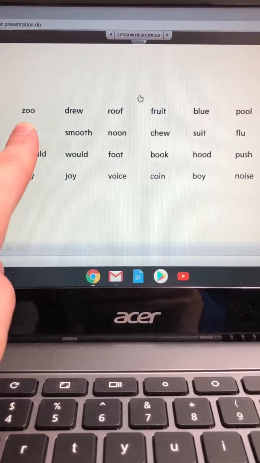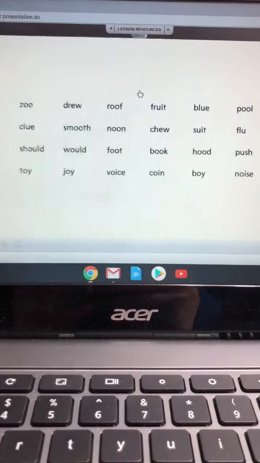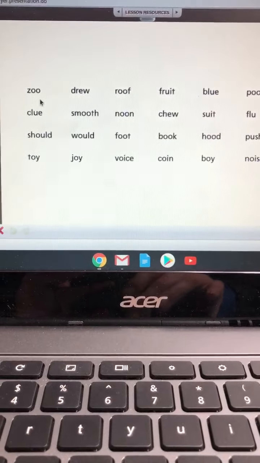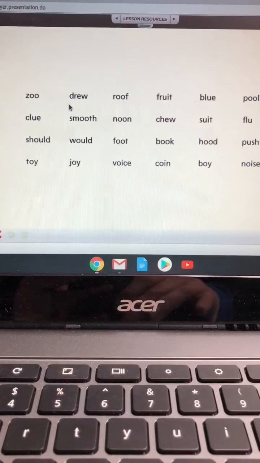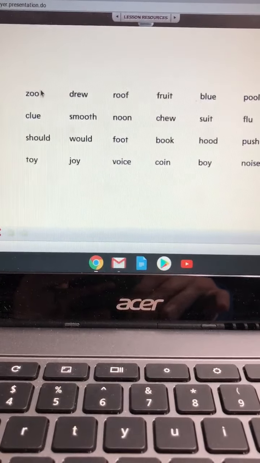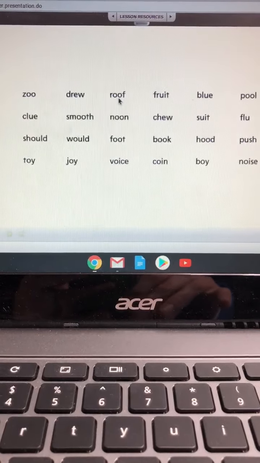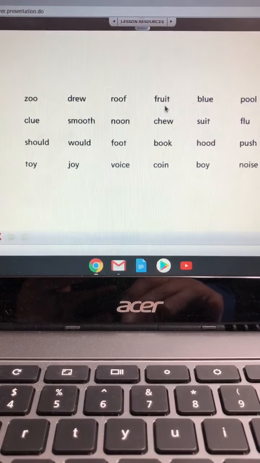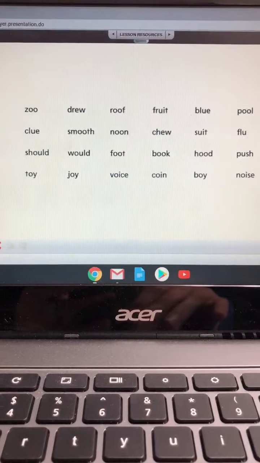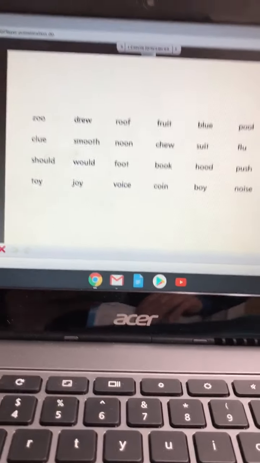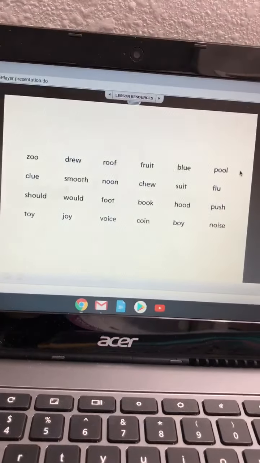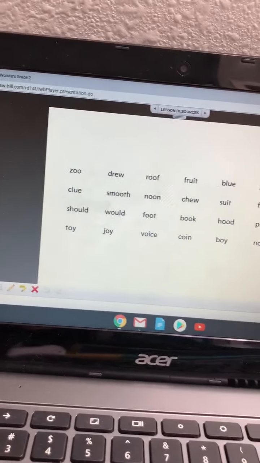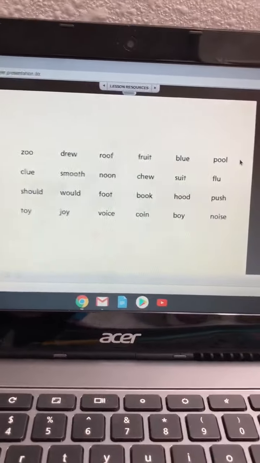So let's read these words together, going from left to right, okay? Starting at the top. The first word, repeat after me, is zoo, drew. So we hear the oo sound in both of them. Roof, we hear the sound. Fruit, blue, pool. Now, what are some of those spellings that you hear with those sounds? Okay, or that you see with those sounds? What are some of those spelling patterns?